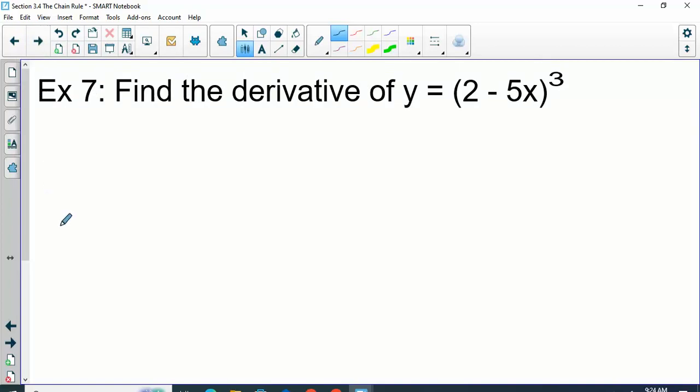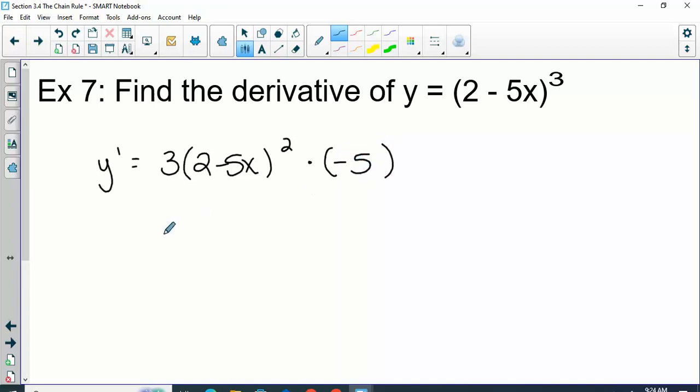Alright, if we look at this one. Exponent comes down. Inside stays the same. Subtract 1 from the power times the derivative of the inside, -5. So we get -15 times (2 minus 5x squared).